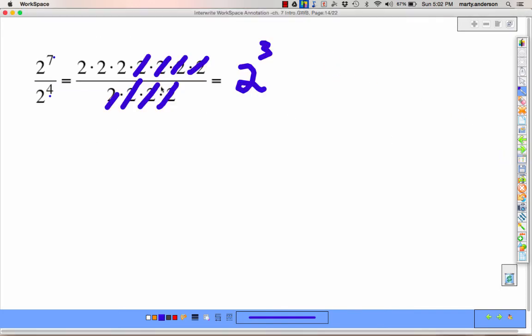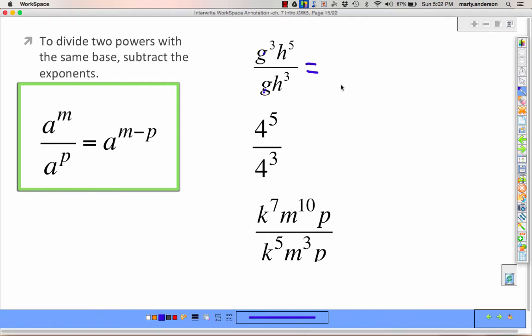Again, you could think of this as there's 7 on top and 4 on the bottom. 4 of them are going away. It is subtraction, but it's almost just as easy to say, you know, this one goes away, which means one of these goes away. So I have a g squared. And yes, 3 minus 1 is 2.